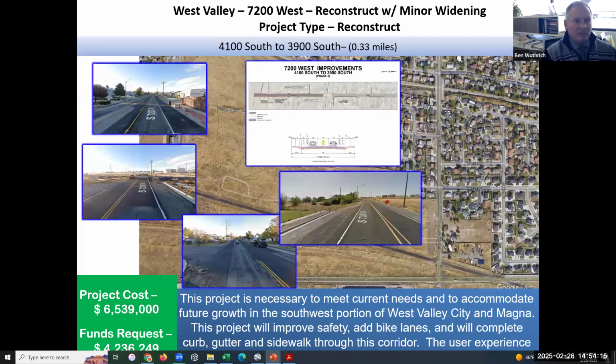The next project is a request from West Valley City. This is on 7200 West. This is to reconstruct with minor widening to create a uniform cross section, address curb gutter and sidewalk between 4100 South and 3900 South. This project is estimated to cost 6.5+ million. Funds being requested are 4.2+ million.